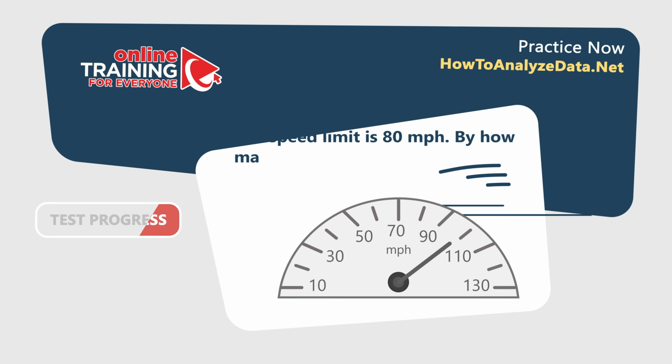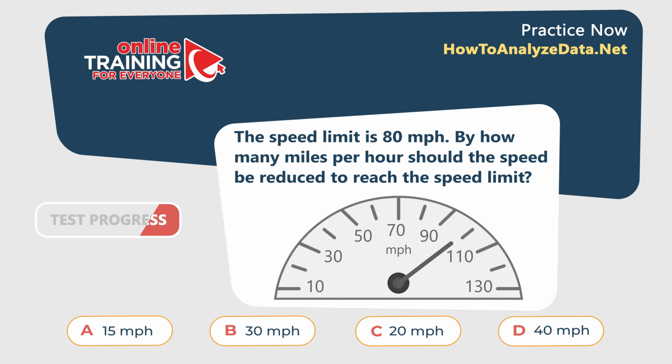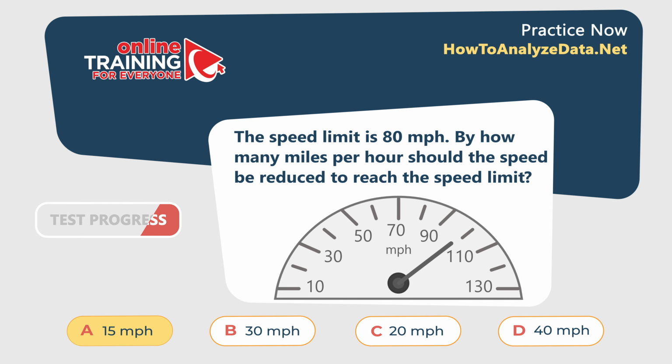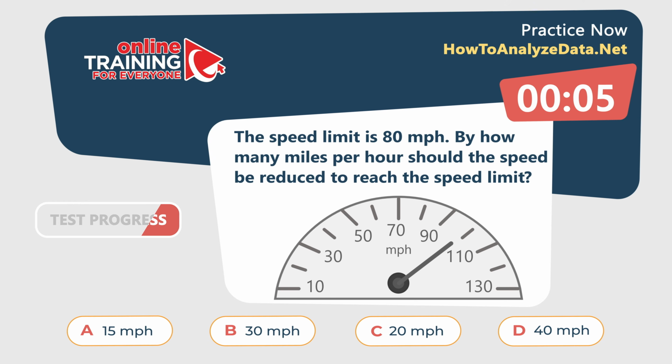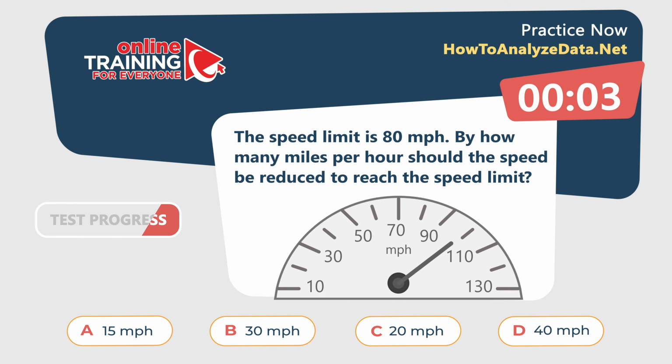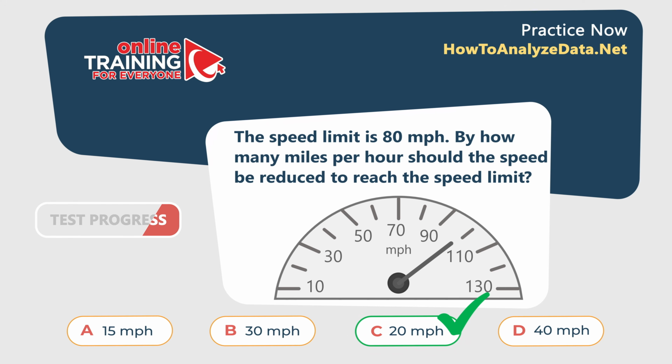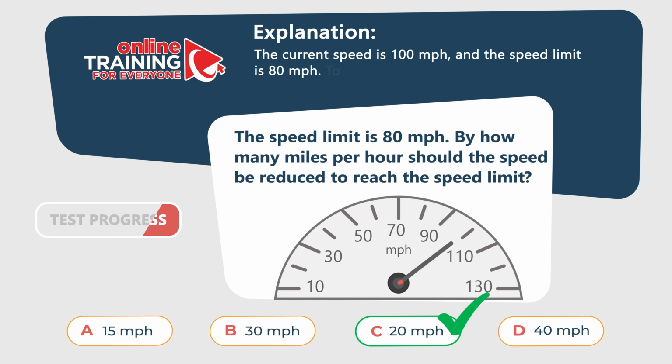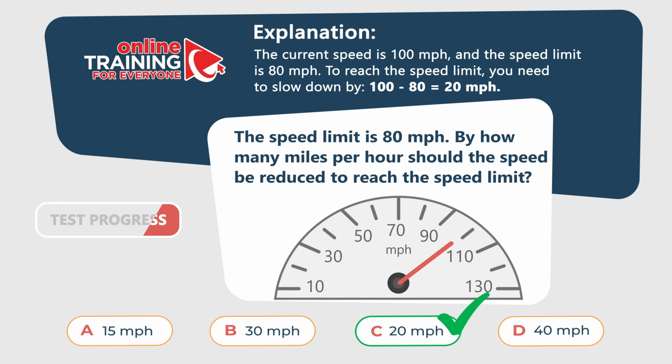The speed limit is 80 miles per hour. How many miles per hour should the speed be reduced by to reach the speed limit? A. 15 miles per hour, B. 30 miles per hour, C. 20 miles per hour, or D. 40 miles per hour. The correct answer is choice C, 20 miles per hour. And here's why. The current speed is 100 miles per hour, and the speed limit is 80. To reach the speed limit, you need to slow down by 100 minus 80, which is 20 miles per hour.